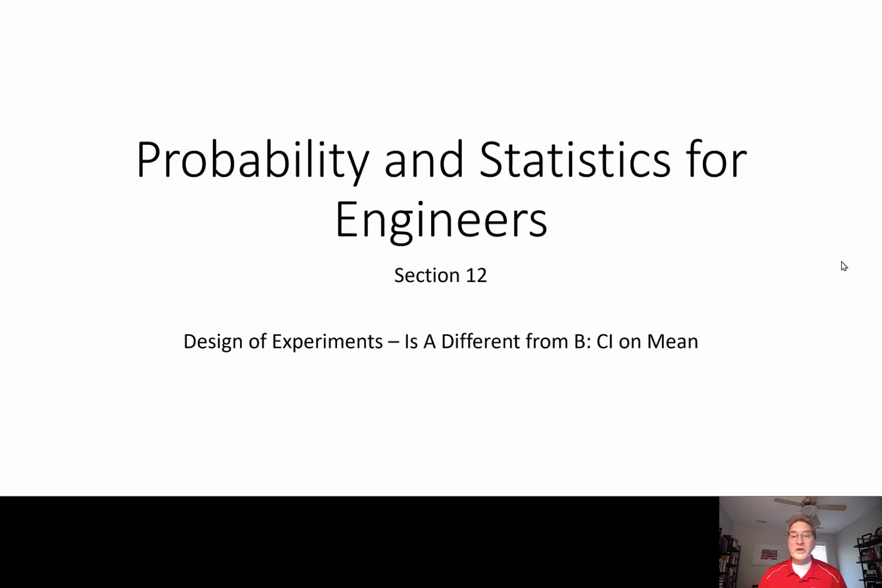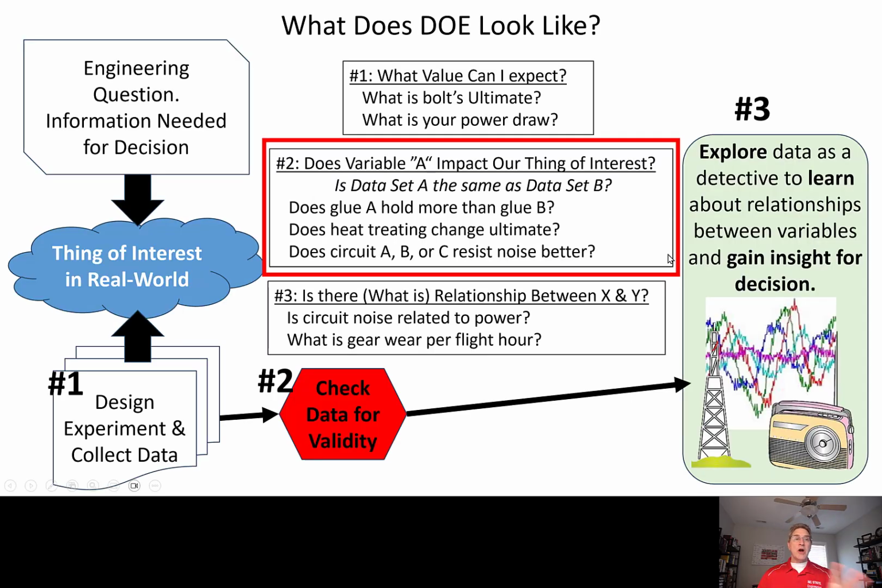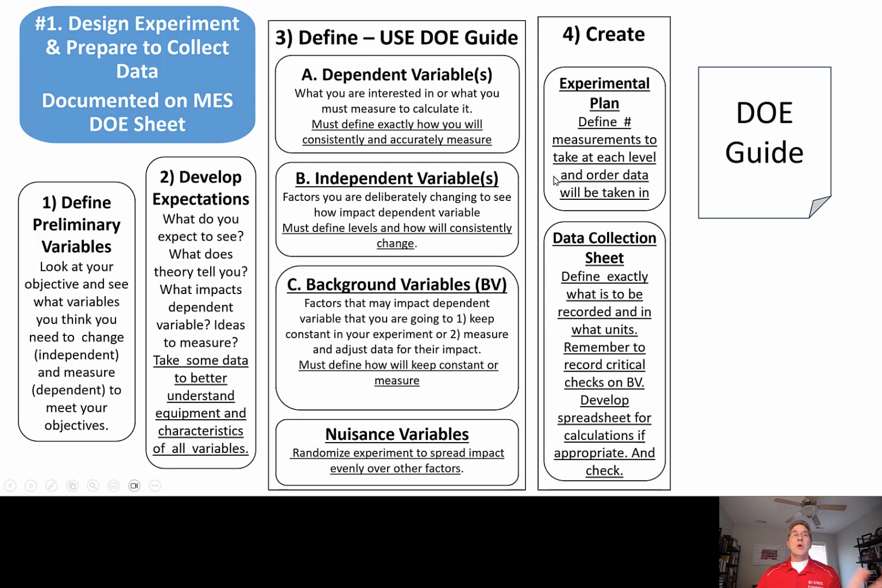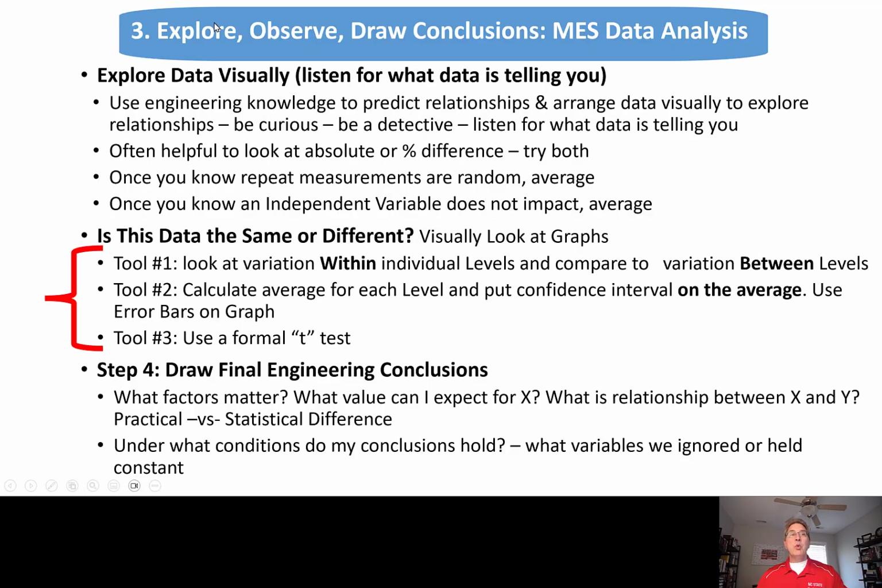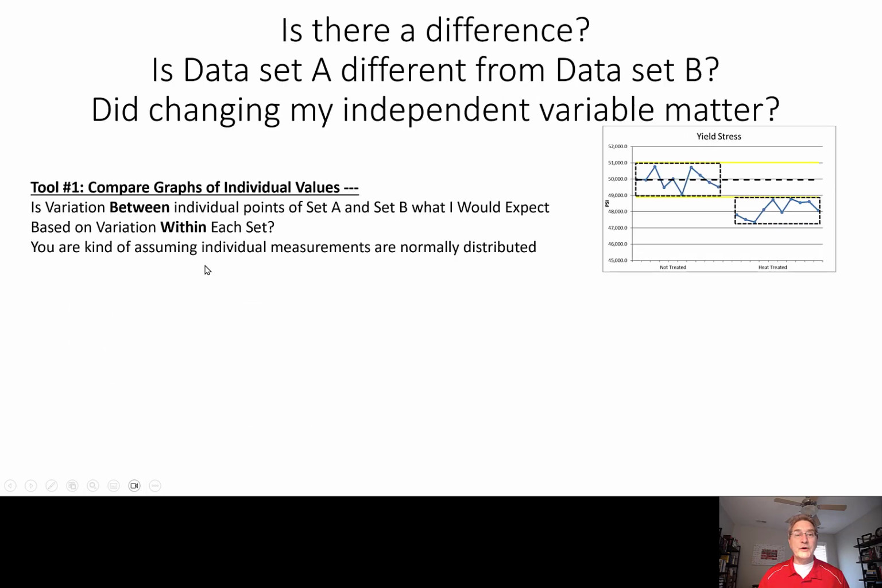In this video, we're going to be looking at how you tell that data set A is different from data set B by putting a confidence interval on the mean. So where are we? We have something we're interested in. We've designed our experiment. We've checked for validity. We've explored the data. So we use this to design our experiment. Here's the process that we use to check our data. And now we're going through this process and we're right here in the middle, trying to decide whether two sets of data are different or not.